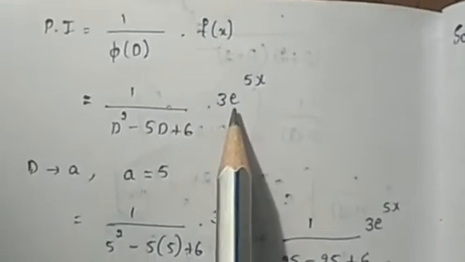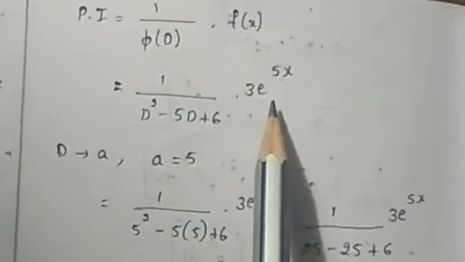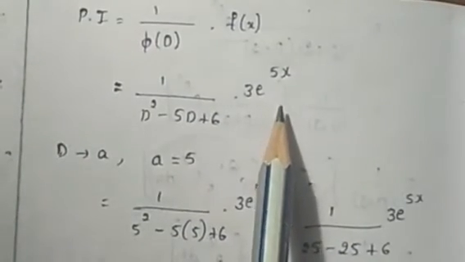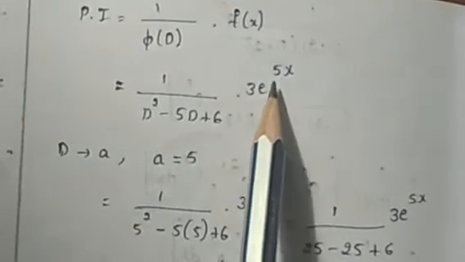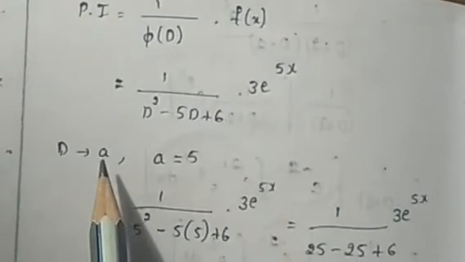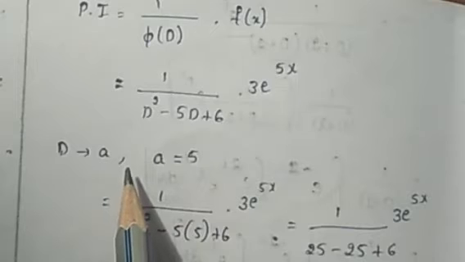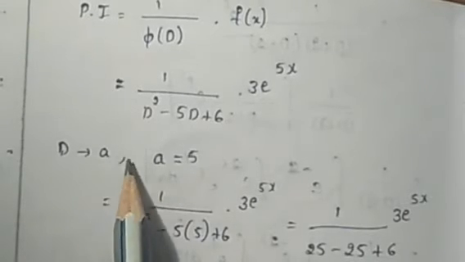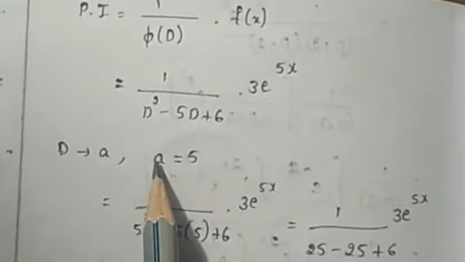So the particular integral is equal to 1 by phi of D into f of x. 1 by phi of D is D square minus 5D plus 6, into f of x, where f of x is 3 e power 5x. Okay, it is of the form e power ax. If it is of the form e power ax, we must replace D by a. So the value of a is 5, so we replace D by 5.